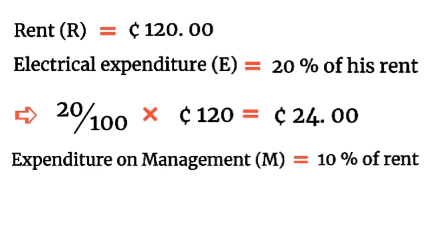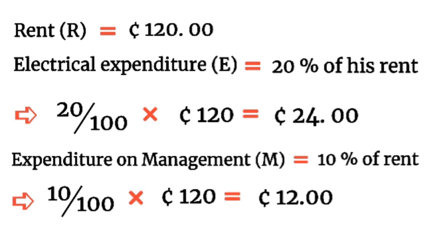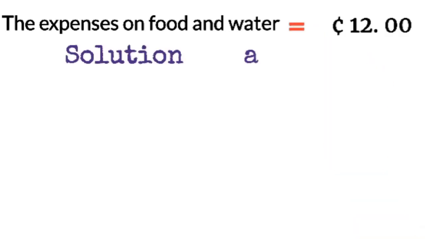And the expenditure on management, which is M, is equal to 10% of his rent. The 10% is 10 over 100. The "of" is the multiplication sign. The rent is the 120 cedis. So it will be 12 cedis. We can cancel out straightforward and work it. The expenses on food and water is equal to 12 cedis.